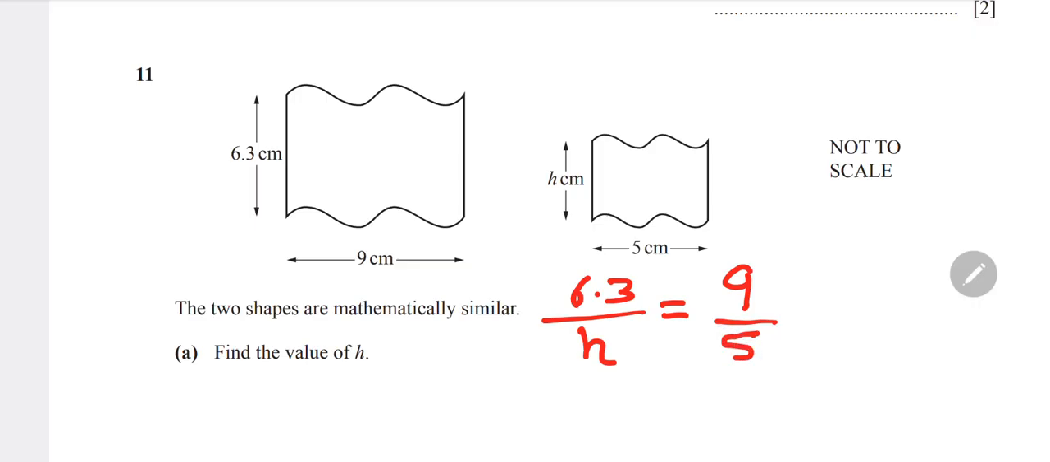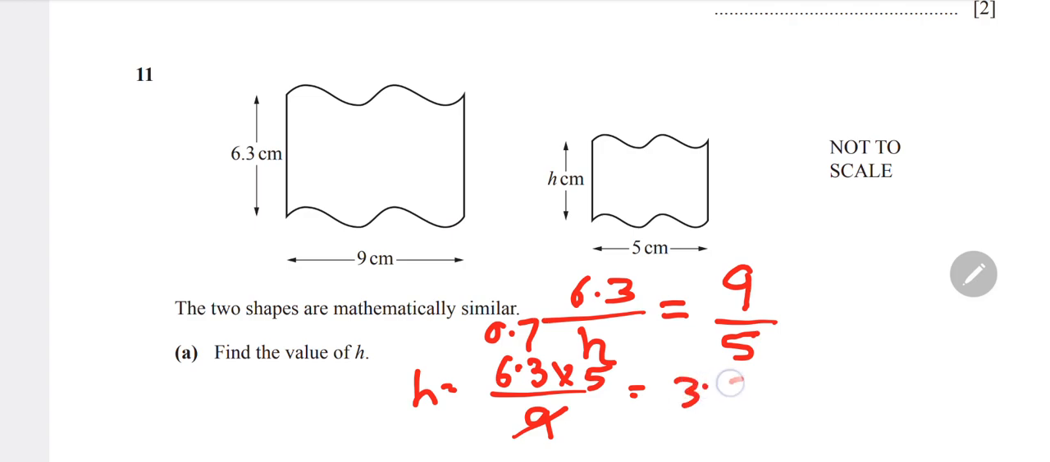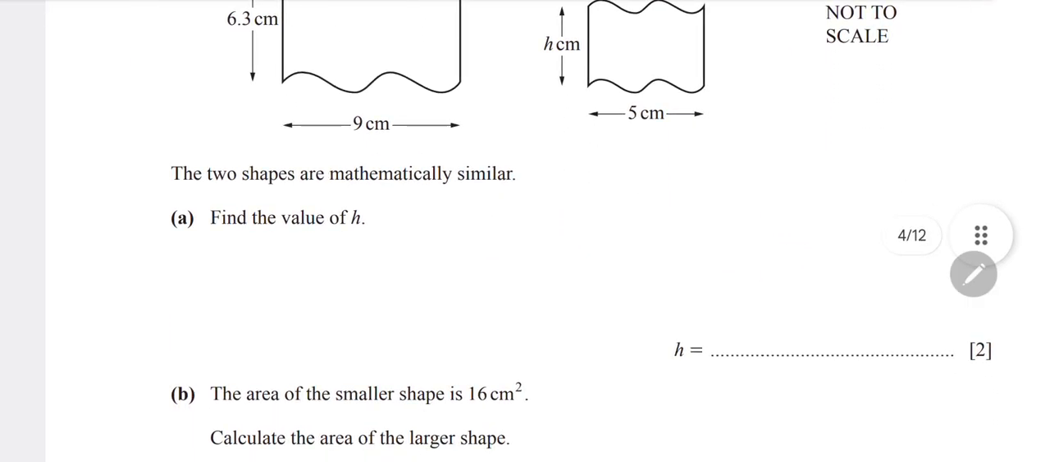Now cross multiply. H is 6.3 multiplied by 5 divided by 9. 6.3 divided by 9 is 0.7, multiplied by 5, we get 3.5. So H is 3.5. The value of H you can write as 3.5. The unit is given as centimeter, so use centimeter. Very easy. Move to the next question.